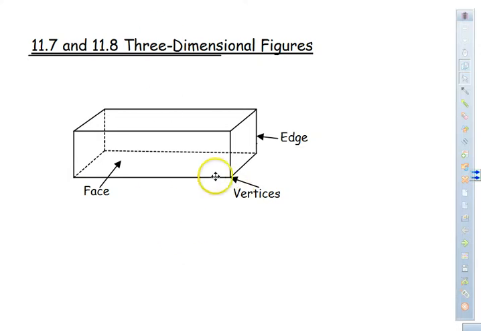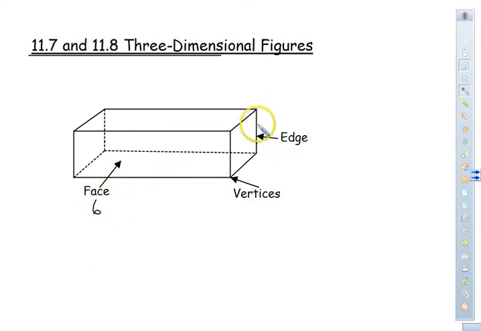A couple things we need to know and understand about this are these three items: faces, vertices, and edges. Faces are its surfaces, and we have a front and a back, a right side, a left side, and then a top and a bottom. A total of 6 faces.